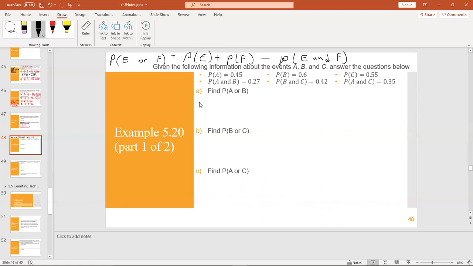So find the probability of A or B, all right? So probability of A or B, we're going to take the probability of A, which is 0.45. We're going to add the probability of B, which is 0.6. And then we will subtract the chance that both of them happen together. That's 0.27. And let's see what that is. 0.45 plus 0.6 minus 0.27 is 0.78.